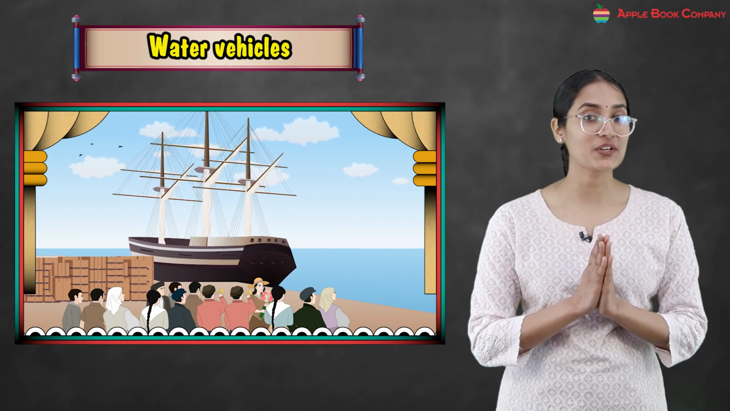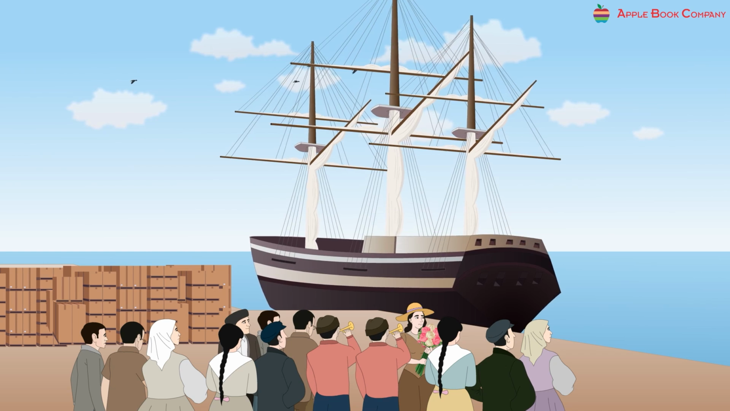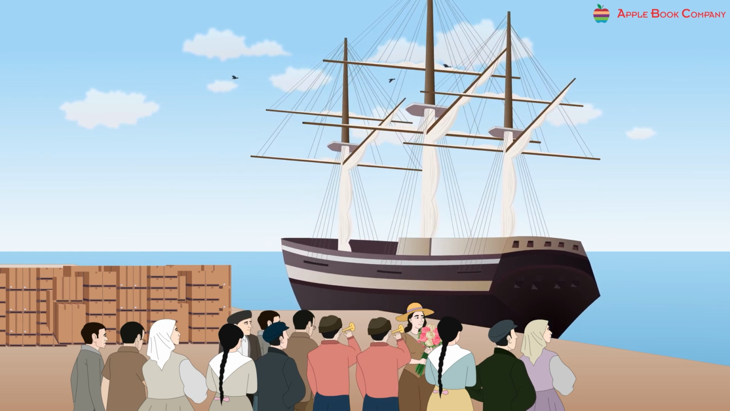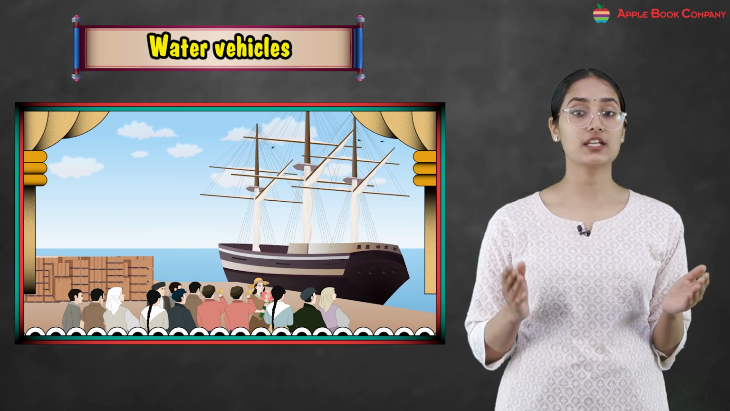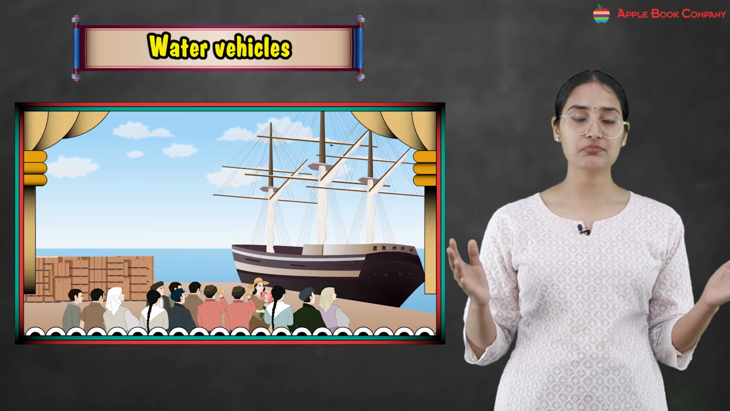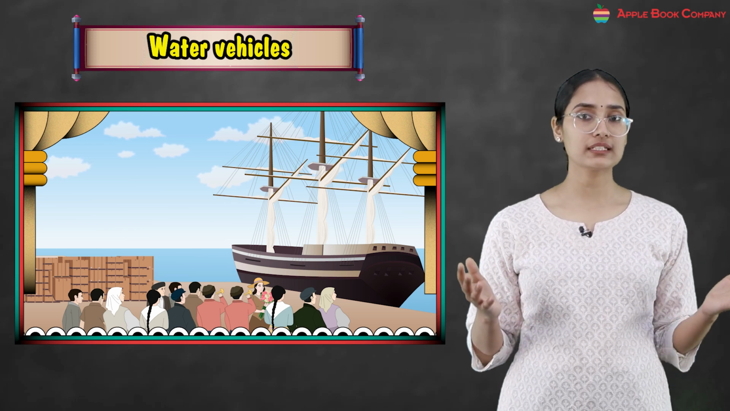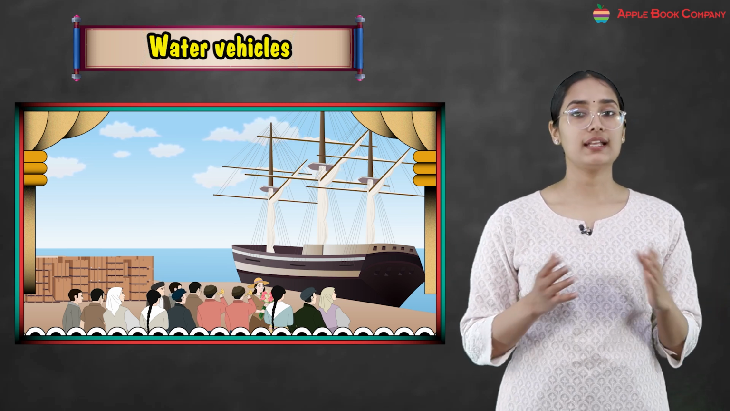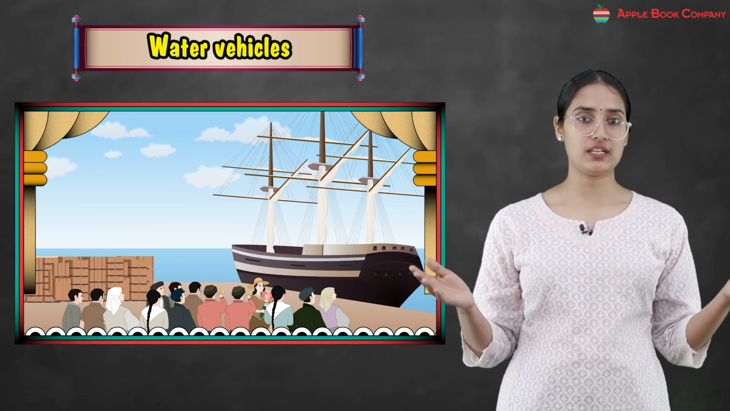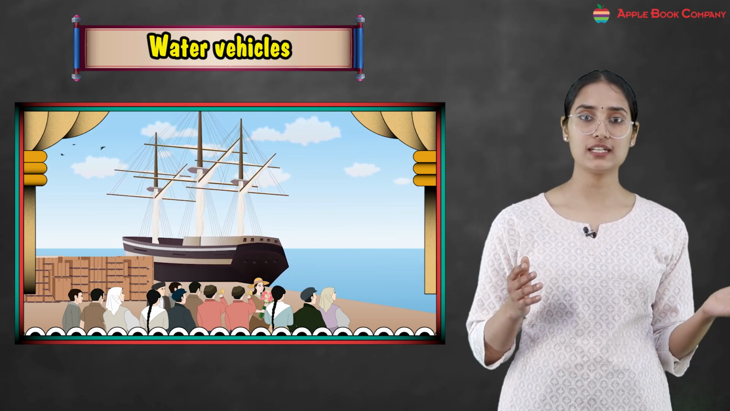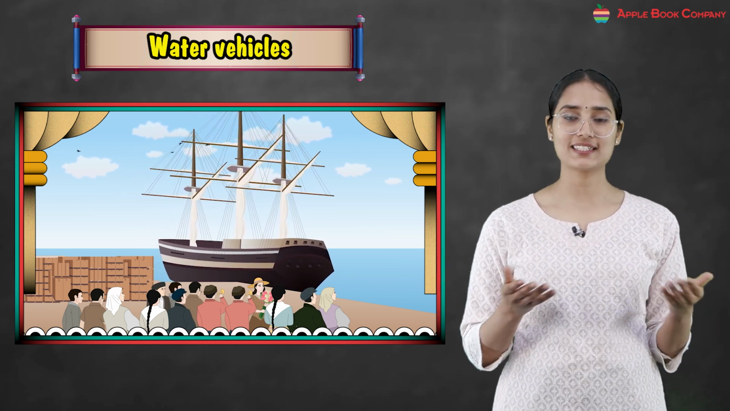Then we have what else? A ship. A ship is big and is used on the seas and the oceans, okay? A ship is so big that it can carry a large amount of people, even 500 to 1000 people at a time, right? And that's the reason it is used when we go very far away to different countries, right? So it moves in the oceans, in the sea.